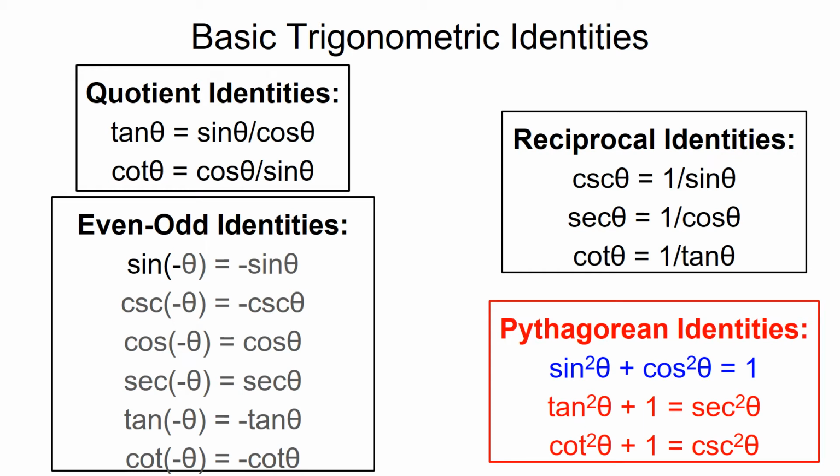The fourth type of trig identity is called the Pythagorean identity. It's called this because the foundational Pythagorean identity, shown here in blue, can be thought of as the application of the Pythagorean theorem to a first quadrant angle. The equation describes a right triangle in that quadrant, whose hypotenuse is 1 unit long, and which has sides of length sine theta and cosine theta.